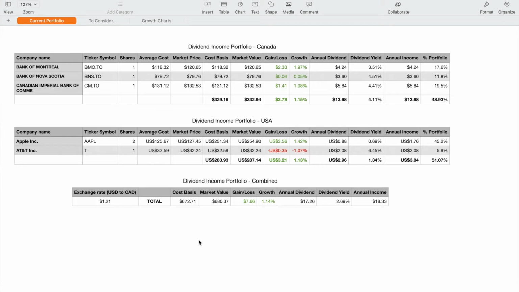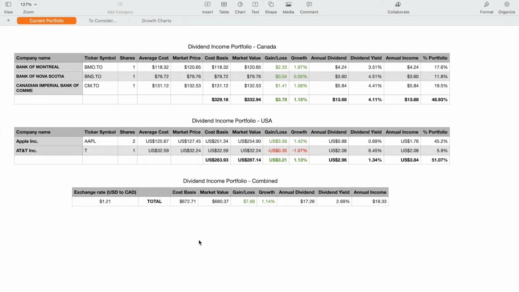Something else I should mention is that this only works for Apple users because I'm using an application called Numbers. But if there is enough interest, it should be easy to make an Excel one. And if you guys are interested in that, you can just leave a comment below. And if there's enough interest, I can definitely make an Excel version of this.